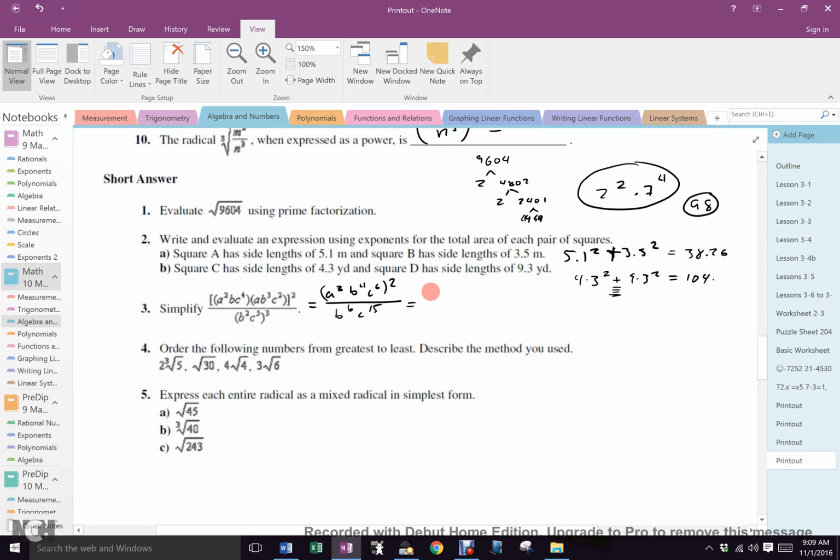And then up top, you had a to the 6th, b to the 8th, c to the 12th, over b to the 6th, c to the 15th. Subtract: a to the 6th, no one's touching that. 8 minus 6 is b squared. 12 minus 15 is negative 3. So the negative 3 has to come down to the denominator. That's your final answer. All right?